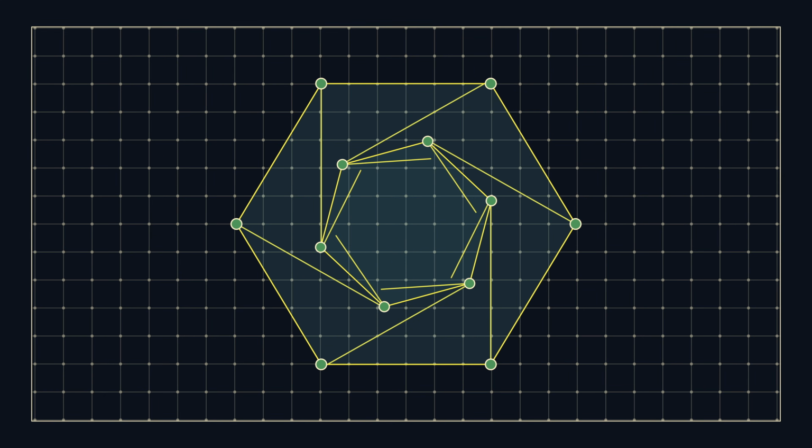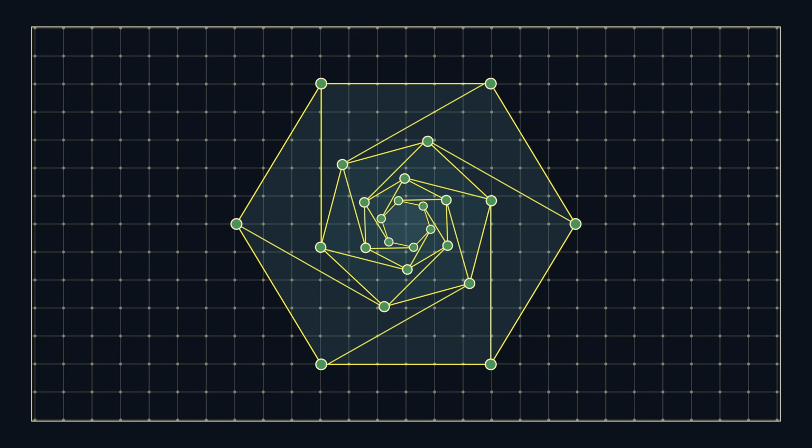And this process could be repeated indefinitely. However, in a finite space, there can only be a finite number of these grid points. So we have a contradiction. Our original n-gon with its vertices at lattice points couldn't have existed.